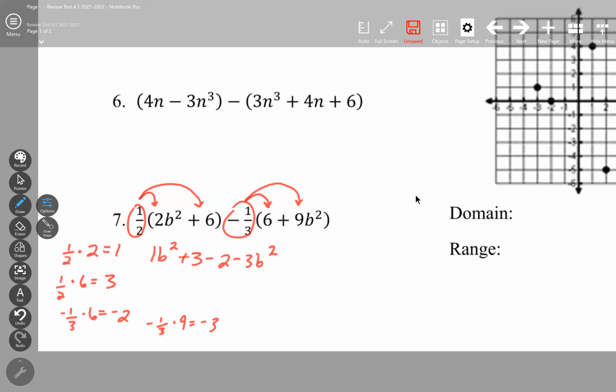Next thing that we will have to do is go through and combine like terms. So we can see that we have a b squared and then this negative 3b squared. So you would do 1 plus negative 3, which is negative 2. So you will have negative 2b squared. And then finally, we have these constant terms here.